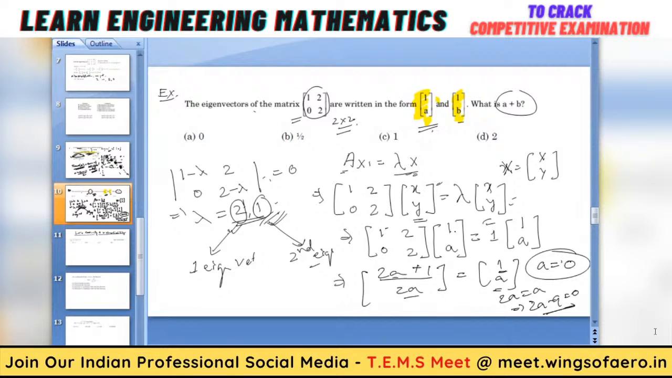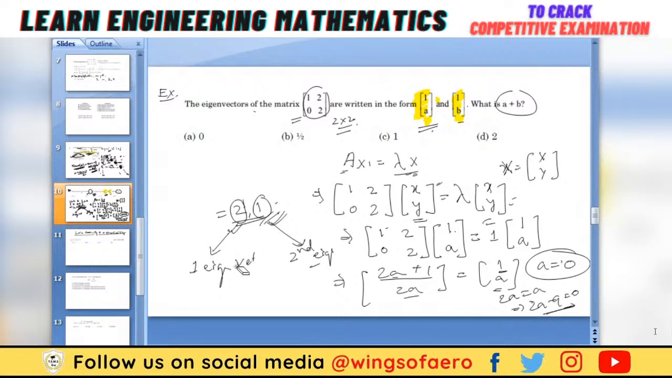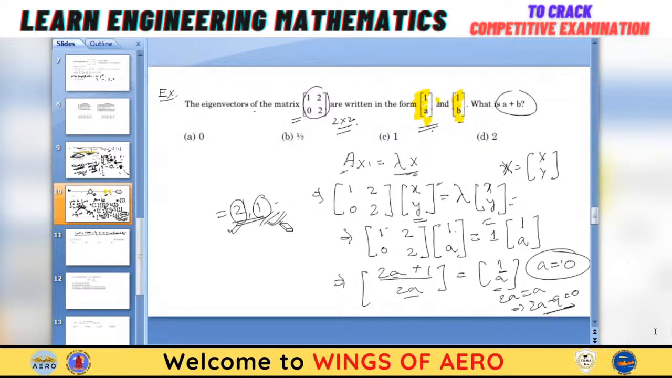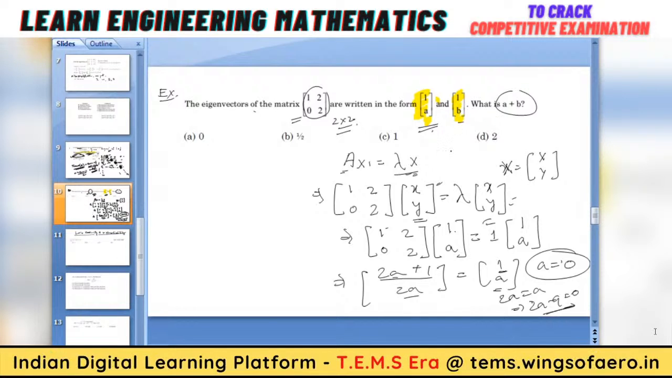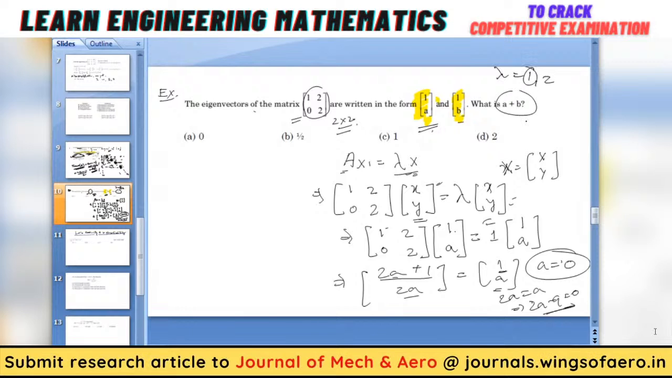Now second, find out the value of b. Write down in the chat box. To find the value of b, apply the second eigenvector, that is 1b, and the second eigenvalue, that is 2. The lambda values are 1 and 2. Already you have used 1 here. Now you use 2 and find the value of b.